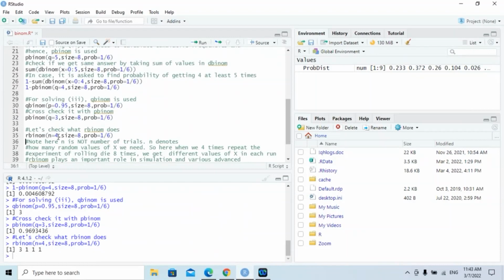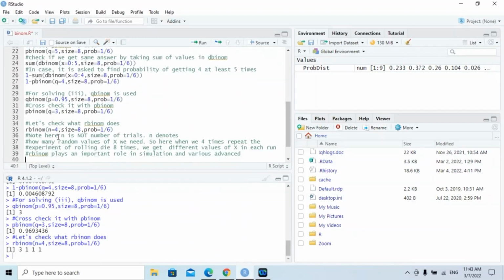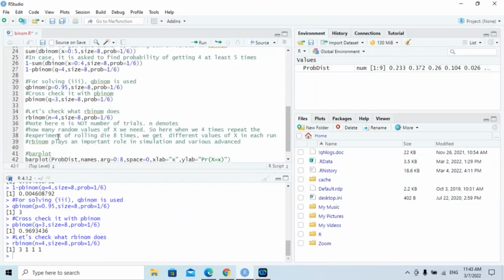Here we have given n is equal to 4. So what does it mean? That we repeat that binomial experiment of rolling the fair die 8 times. So that is our experiment. So we repeat that experiment 4 times, and in each of those experiments we expect to get different values of x. Okay, so as of now we probably don't need this r binom, but it plays an important role in the simulation and various advanced algorithms in statistics. Okay, so that is the use of r binom.